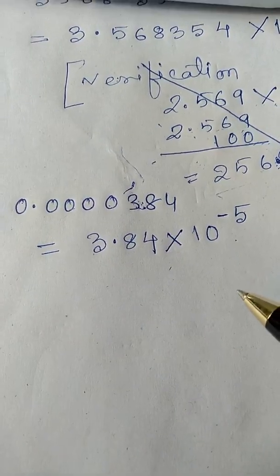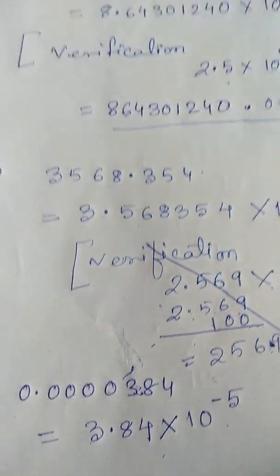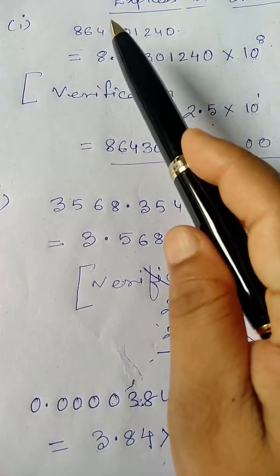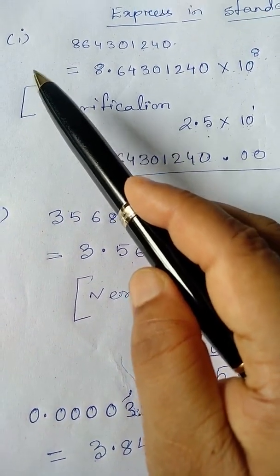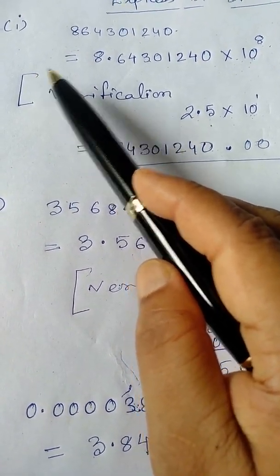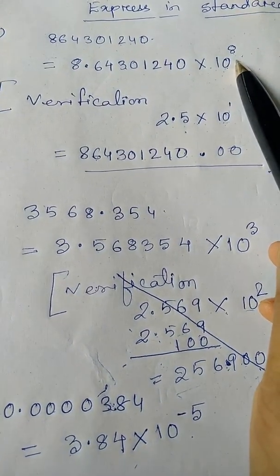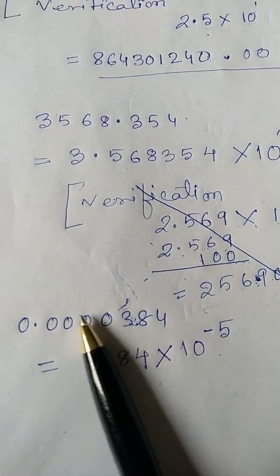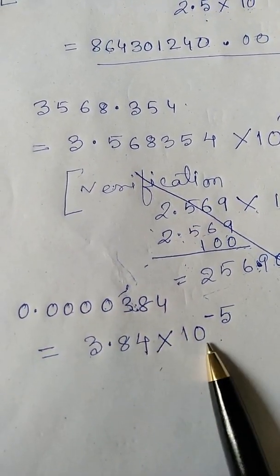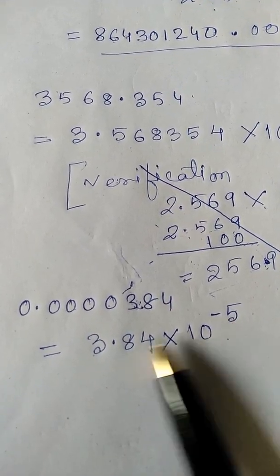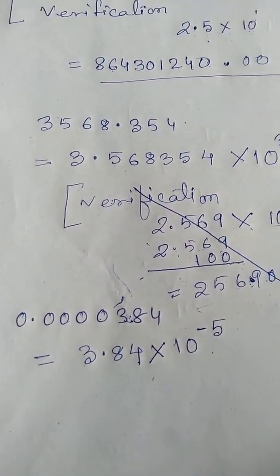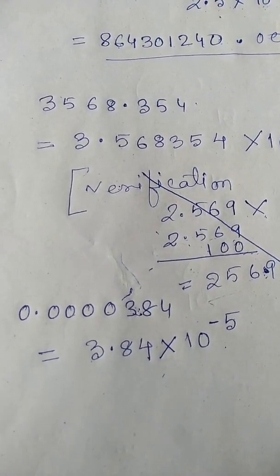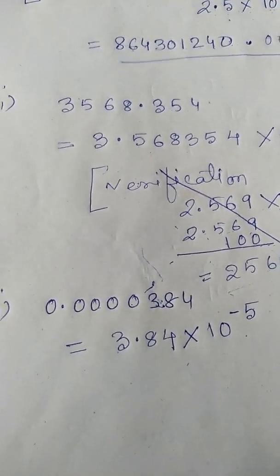In the question, if you have to move the point towards the left to make it standard form, then you have to give the exponent positive, and if you have to move the point to the right side, you have to give the exponent negative. The value depends on how many digits you are going forward or backward. Is it clear to all of you? Now let me take another example.